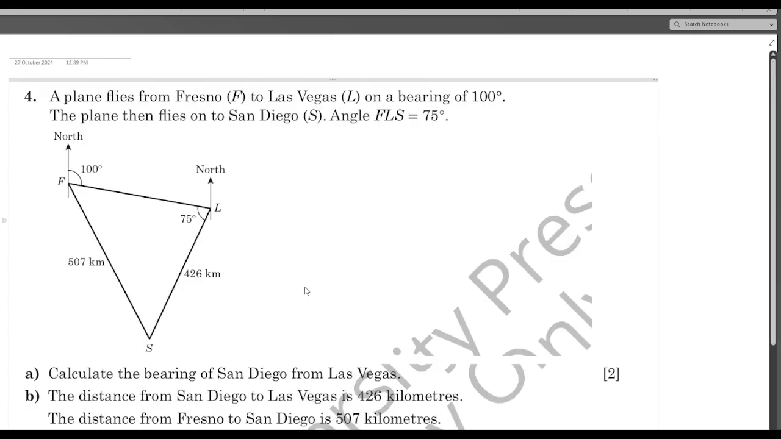Question number 4. The plane flies from Fresno, F, to L on the bearing of 100. It is shown in the diagram. The plane then flies on to S, San Diego. Angle FLS is given as 75 degrees.